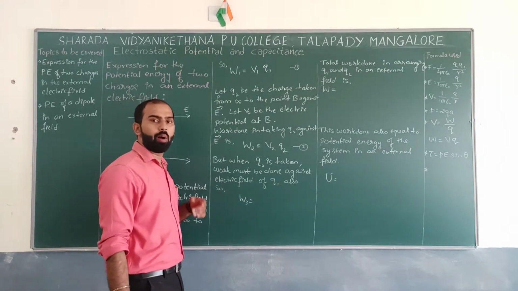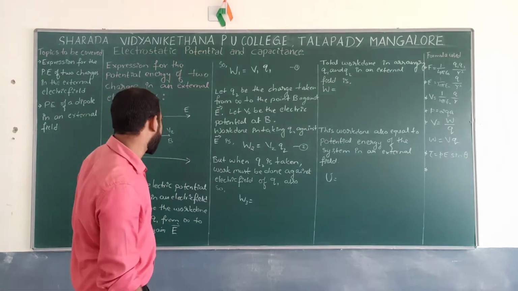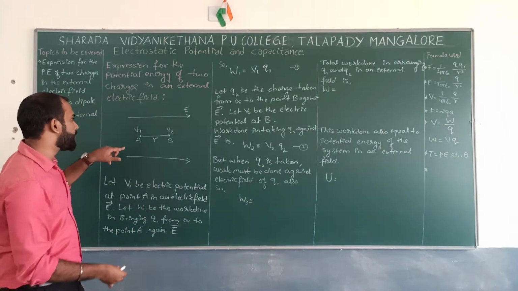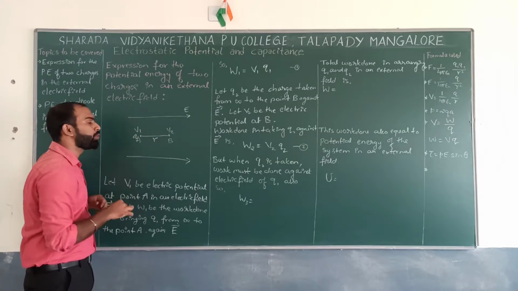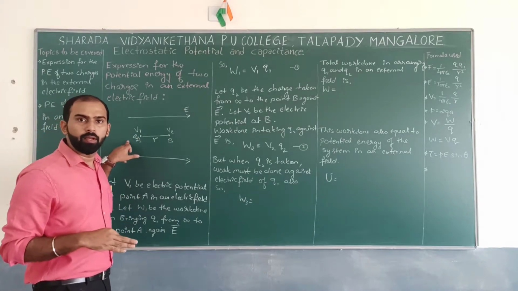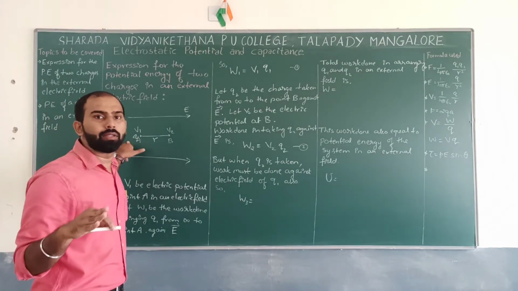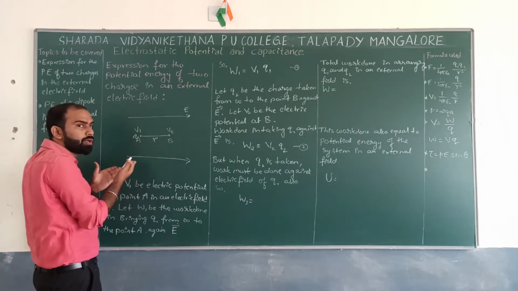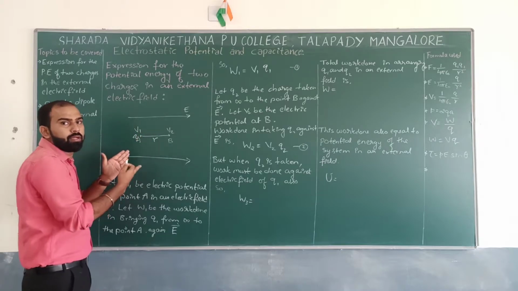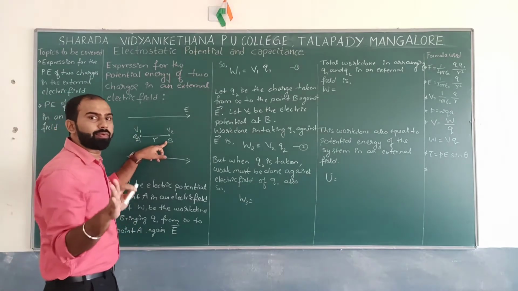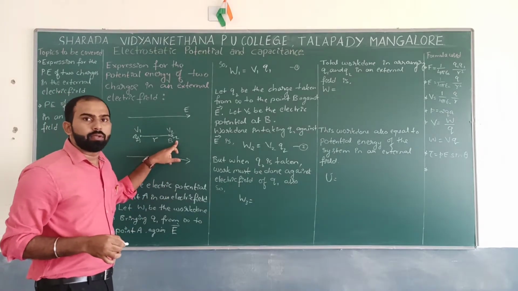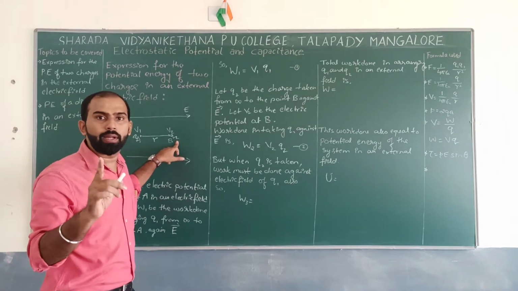Now use your common sense. Don't you think the charge which you have kept at point A, which is Q1 over here, we have already kept. Wherever you keep a charge, don't you think there will be an electric field around this region over here? Are you getting it? So at the time of keeping Q2 at this particular point, you need to do work done.